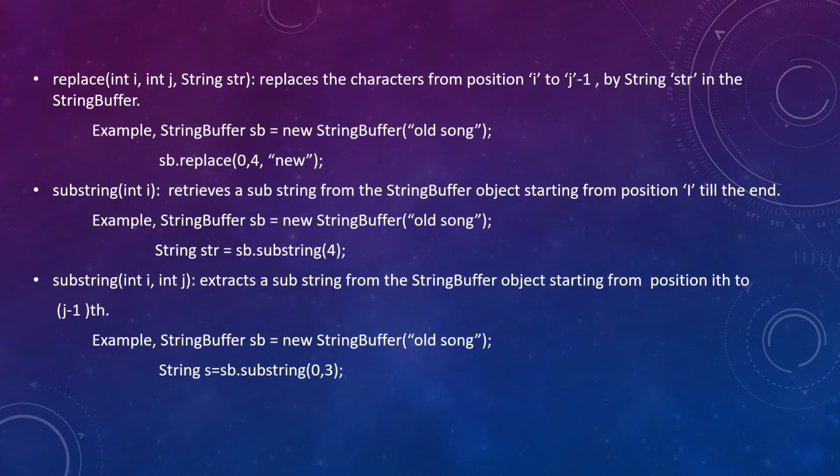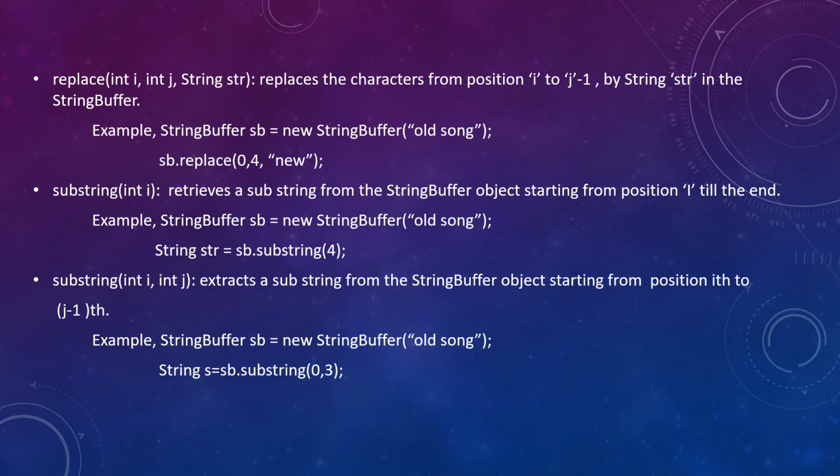Next is substring(int i). This method retrieves a substring from the string buffer object starting from position i till the end. For example, StringBuffer sb = new StringBuffer("old song"), String str = sb.substring(4). So here we'll get the output song, since at starting position 4 "s" is there, so we get from position 4 to the end.